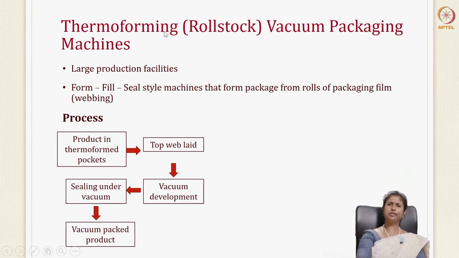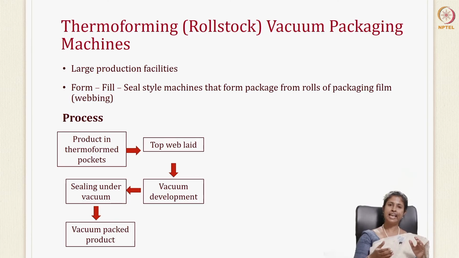When you talk about a thermoforming vacuum packaging machine, which is a roll stock, here instead of your skin packaging, like I said, we have thermoform trays. This again is for large facilities. It's a continuous process, unlike your batch process, where you don't have to have one package after another.